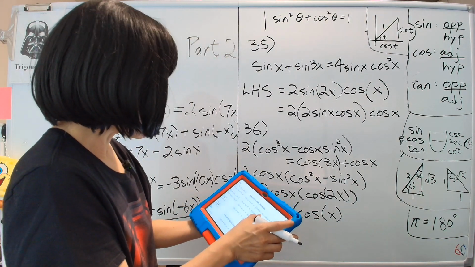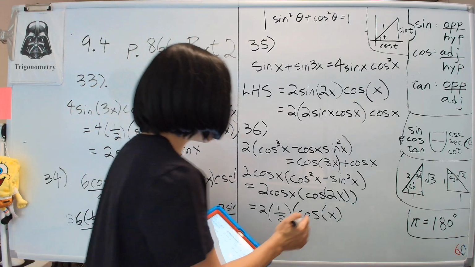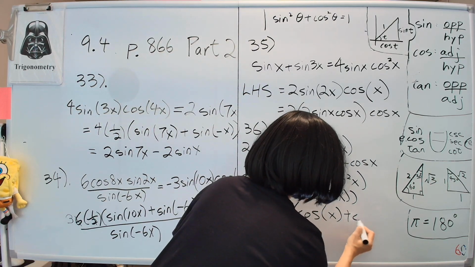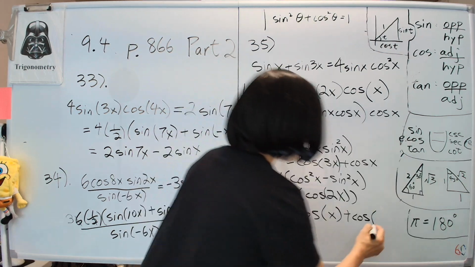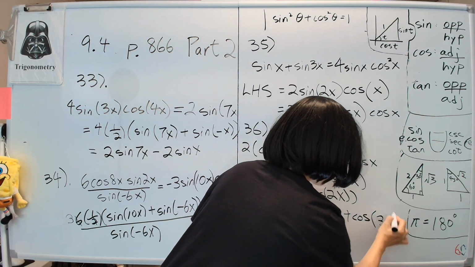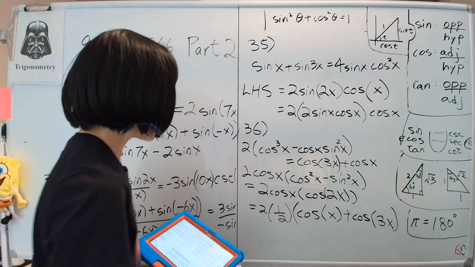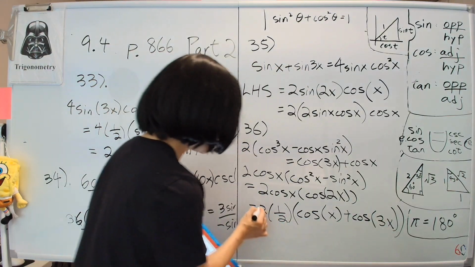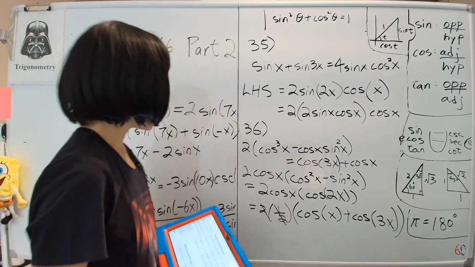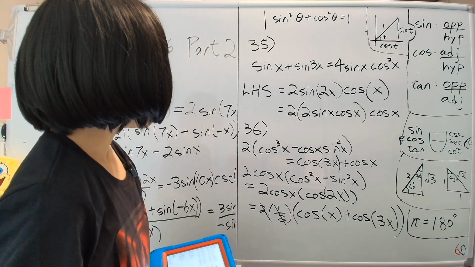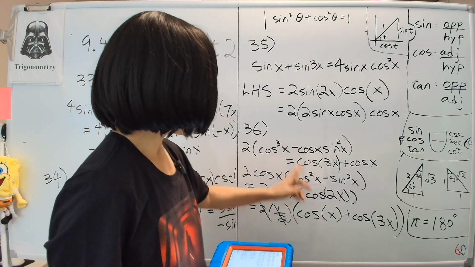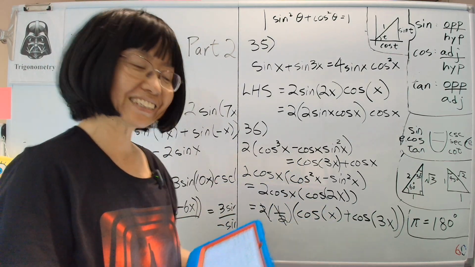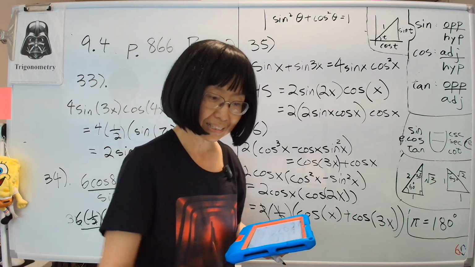And then because cosine is even, plus cosine of alpha plus beta, that will be 3x, and we'll write that down. Okay, so the 1, 2 and 1/2 cancels out, so we can ignore them. So we end up with cosine 3x plus cosine x, and that's exactly the right answer. So we are done with problem 36.